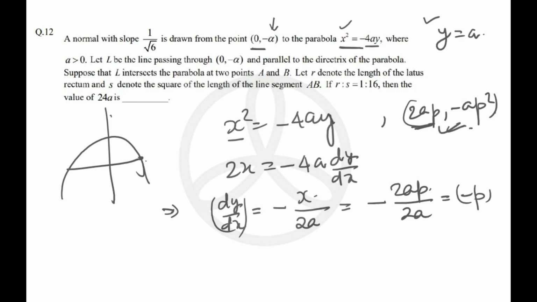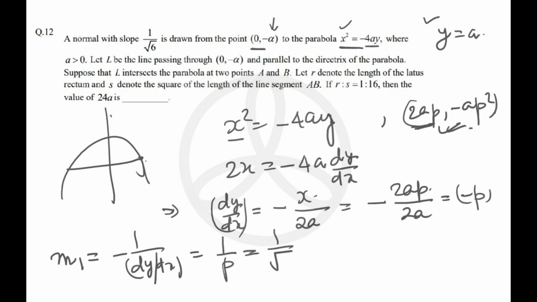Now the slope of the normal, I will take it as m1, will be nothing but 1 over p. 1 over p is given as 1 over square root of 6. Okay, so we can say that p is square root of 6.